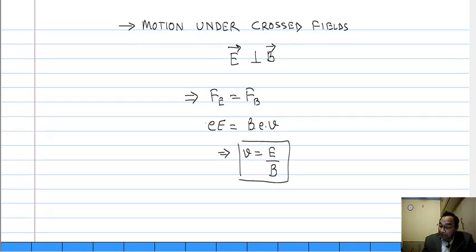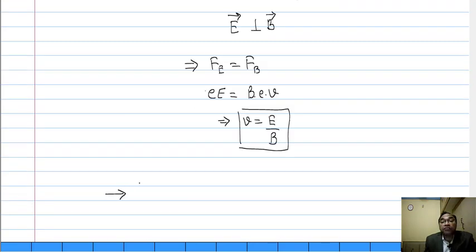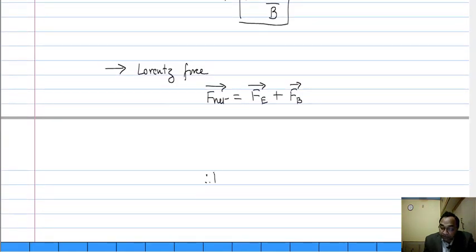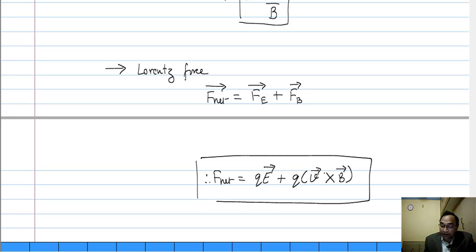Now, suppose both the fields are present, then what is the net force? That net force is called the Lorentz force. We can say F net is the vector addition of the force because of the electric field and the force because of the magnetic field. So, in this case, F net will be Q into E, and here we will have Q and V cross B. This is exactly how we can find the net force acting on a charged particle when it is released in a region where electric field and magnetic field both are present. So this is the net effect on the charged particle.